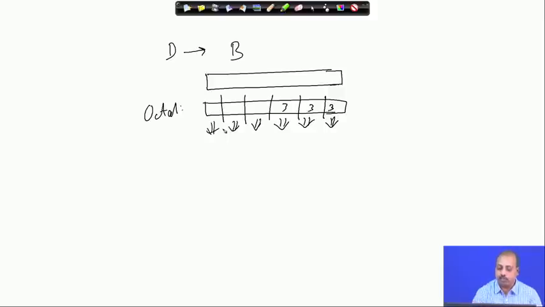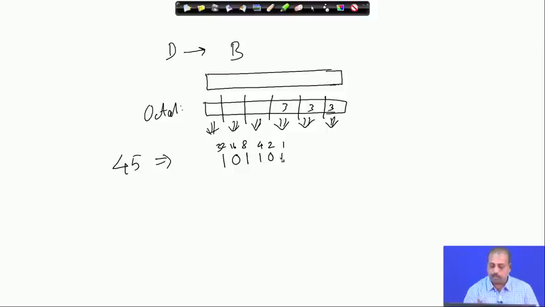For example, if I consider the number 45 in the binary number system, the place values are 32, 16, 8, 4, 2, 1, so 32 plus 8 plus 4 plus 1 gives 45. So, 101101 is the binary representation of 45. Now, as I have said, to convert it into the octal number system, you have to group it into 3 bits. So, these 3 bits give me the digit 5, and the other group also gives 5, so this gives me 55.